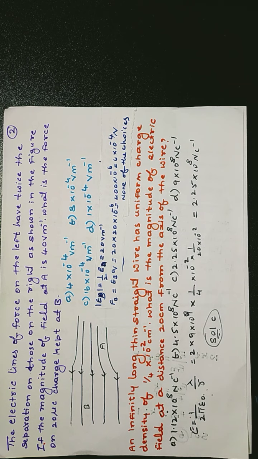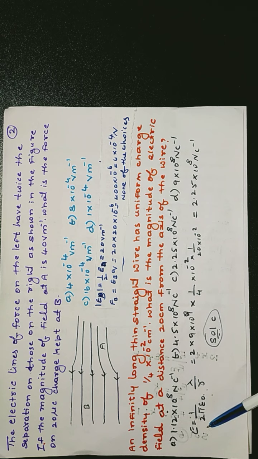So here also the case of infinitely long thin straight wire, it has a charge density of 1 by 4 into 10 raised to minus 2 per centimeter. We had represented the linear charge density as lambda. So lambda is 1 by 4 into 10 raised to minus 2. What is the magnitude of electric field at a distance 20 centimeter? We have called the distance as r from the axis of the wire.